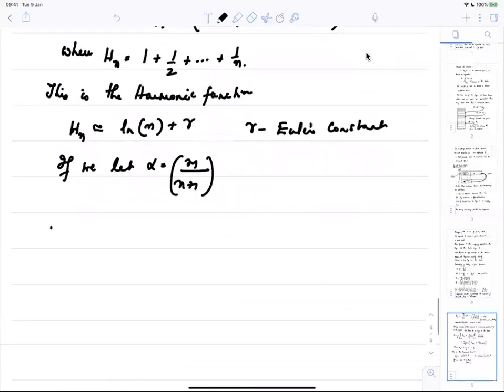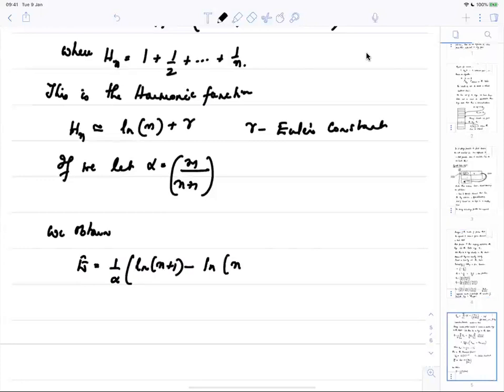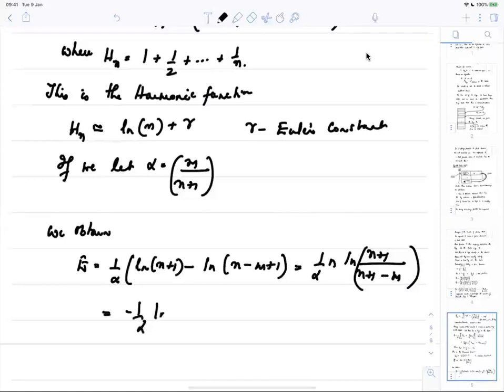we obtain E is equal to 1 over alpha times ln of n plus 1 minus ln of n minus, I'm using this approximation here, plus 1 over alpha n ln of n plus 1 by n plus 1 minus n. Okay, which is equal to minus 1 over alpha ln of 1 minus alpha.